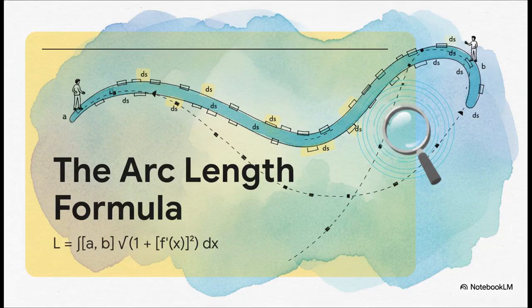And this brings us right to the final formula. The total length, L, is just the integral, which is really just a fancy sum of all those tiny ds segments from our starting point A to our end point B. This is it. This is the formula you've got to know.